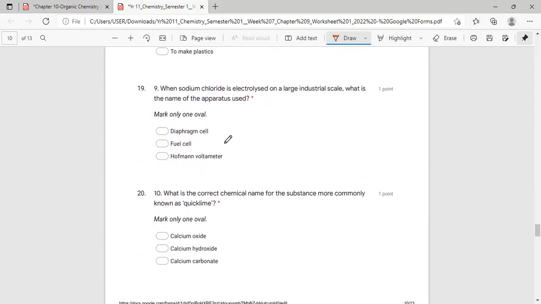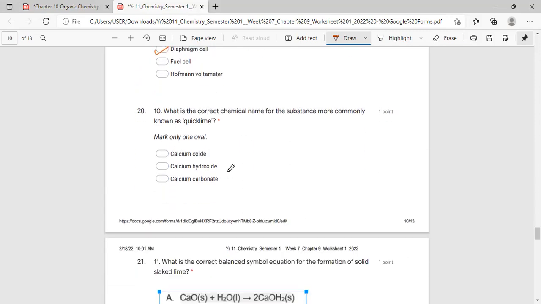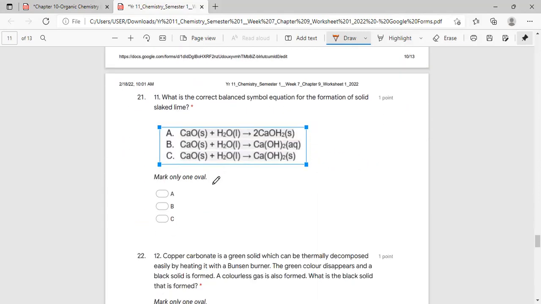When sodium chloride is electrolyzed on a large industrial scale, what is the name of the apparatus used? Remember, the chlor-alkali industry, the name of the cell is a diaphragm cell. Okay, why is it called a diaphragm cell? Because the cell is divided into 2 compartments using a diaphragm. What is the correct chemical name for the substance more commonly known as quicklime? So what is quicklime? Quicklime is calcium oxide. Okay, calcium hydroxide is lime water or slaked lime. Calcium carbonate is limestone. Okay, question number 11.